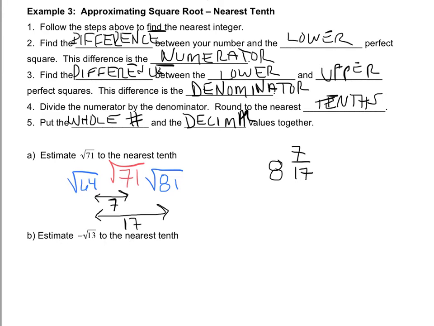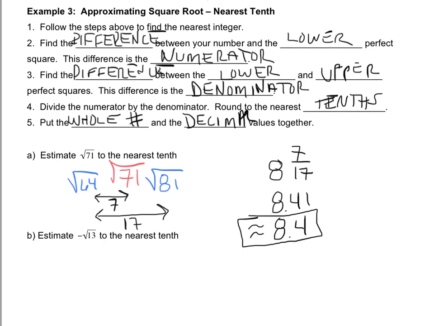So what we want to do next is turn that into a decimal. If I divide 7 by 17, we get 0.41. The 1 won't make it high enough, so we would just round it to 0.4. So we would approximate this to about 8.4.